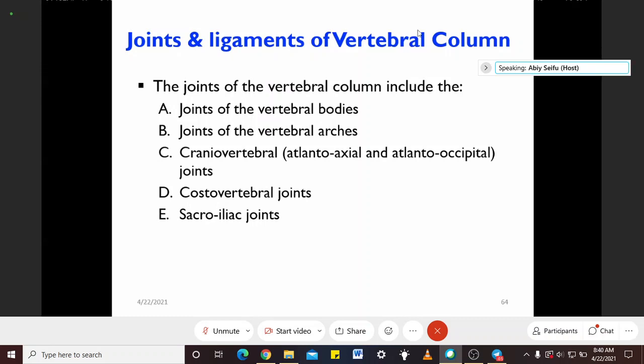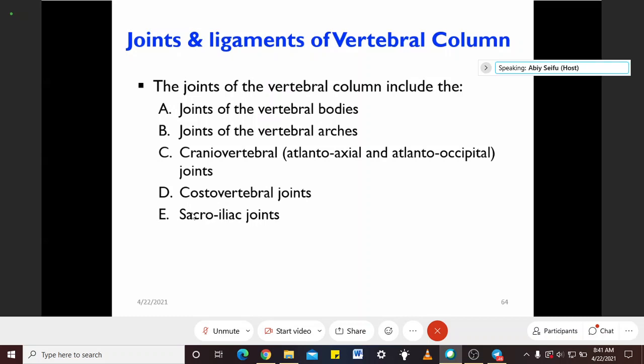The joints found on the vertebral column may be segmented into five types. First, a joint between two consecutive vertebral bodies, and there is also a joint between the two vertebral arches of consecutive vertebrae. There is a joint with the cranium, which is the craniovertebral joint. And the thoracic vertebrae, which articulate with the ribs, form the costovertebral joint.